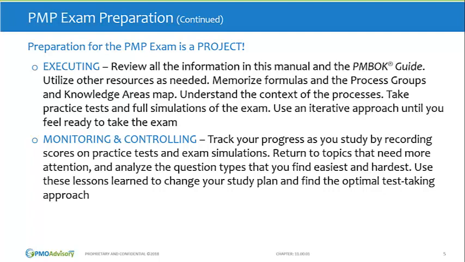At the same time, you'll be monitoring and controlling your progress. So record your scores. Look for problem areas. Look for areas for improvement. Look for trends as to which topics or types of questions are your pain points. Then develop lessons learned to modify your study plans and also come up with an optimal test-taking strategy.